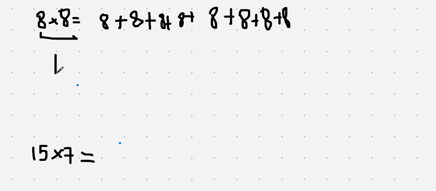So these numbers will form a square with side length 8. So if you have 8 here and 8 here, this is a perfect square. So the area inside of here would be 8 times 8, or 8 plus 8 plus 8 plus 8. The area is 64. So there's some geometry there too.